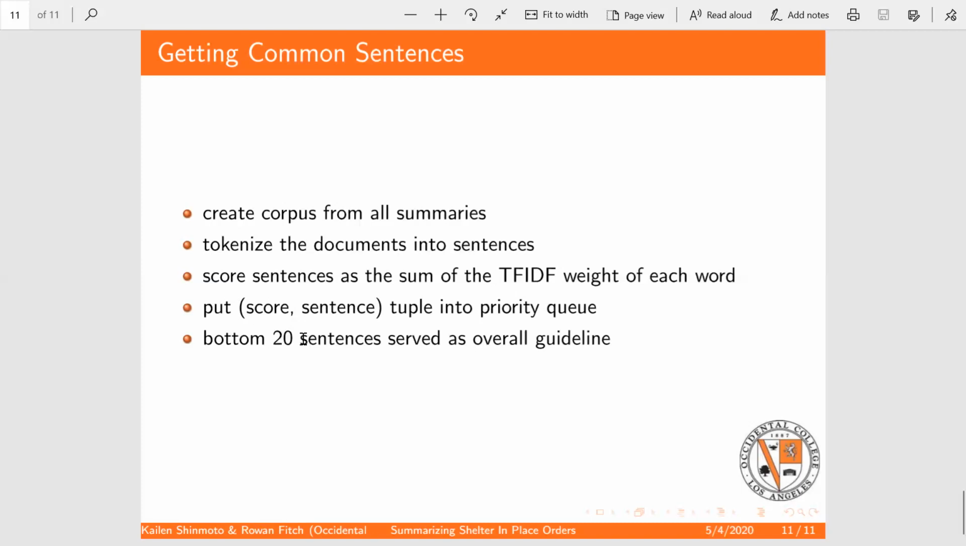The reason for this is because TF-IDF actually ranks common words lower. We wanted sentences that were common among the entire group of shelter-in-place summaries that were written. So we figured sentences with a lower overall score would prove to be a better overarching summary.